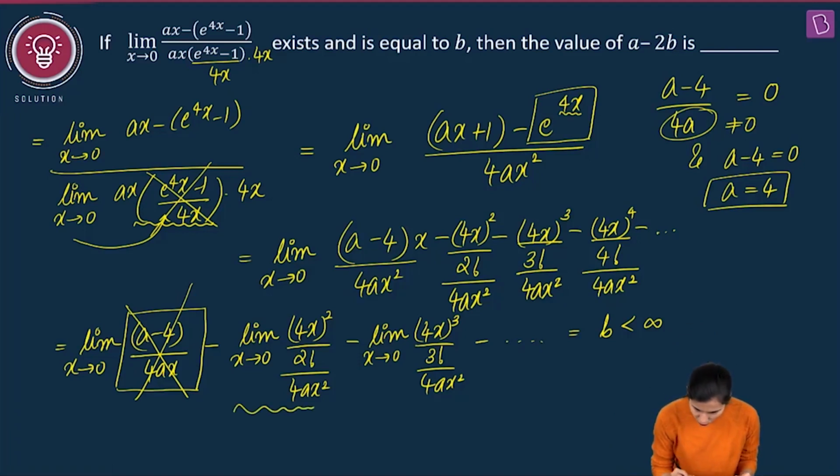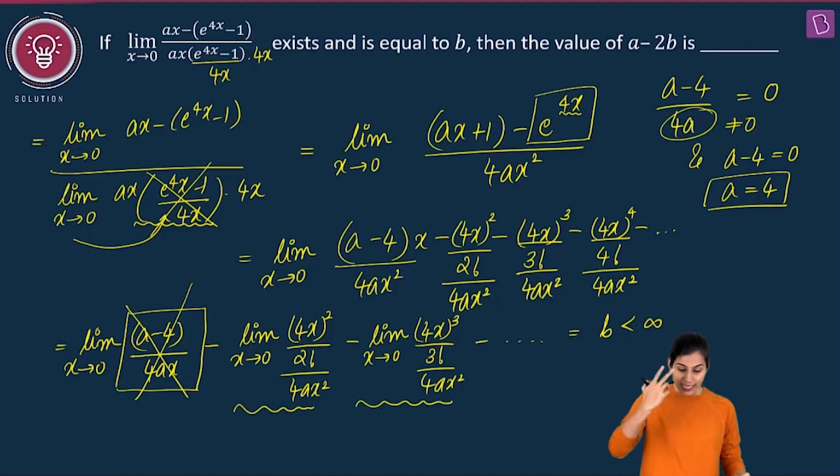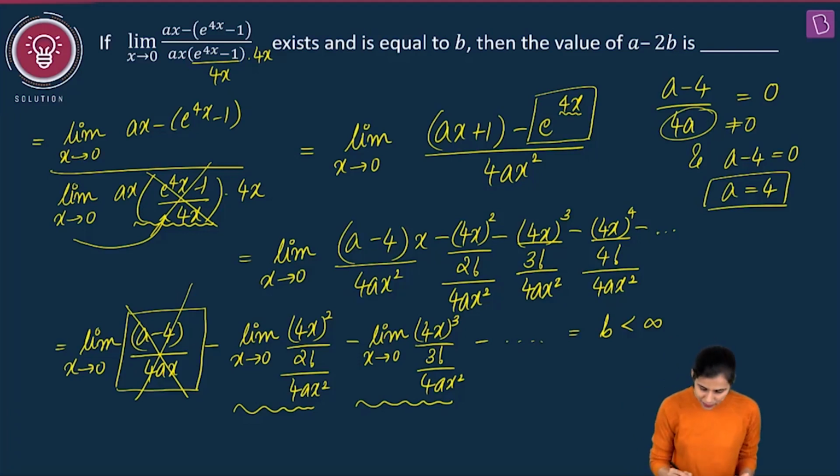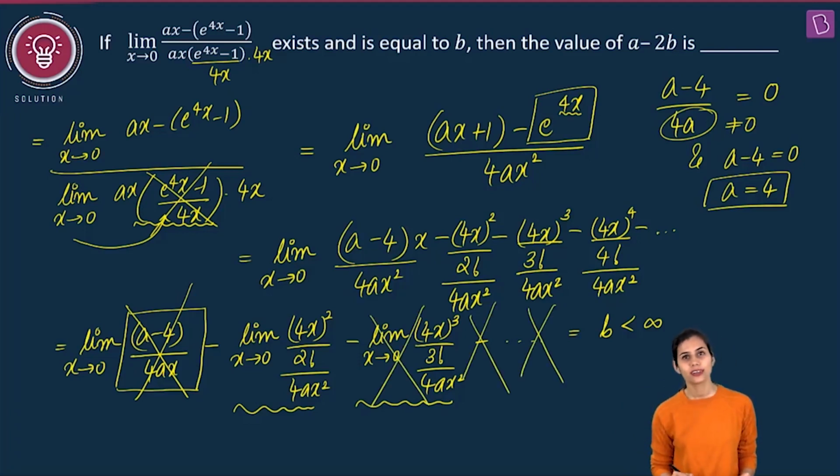This is cool. What about this term? It has x cube upon x square. The next term will have x to the power 4 upon x square. The next term will have x to the power 5 upon x square and so on. Basically, there are positive powers of x sitting in the numerator. And x is approaching 0, so each of those terms will approach 0. Their limit will be 0. So that means this will have limit 0. Further, all the terms will have limit 0.